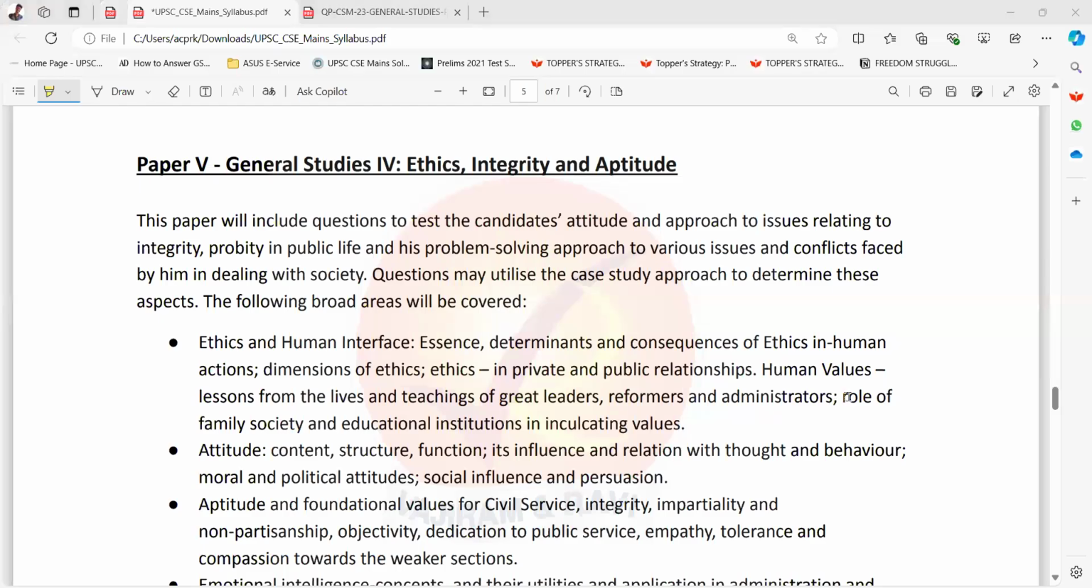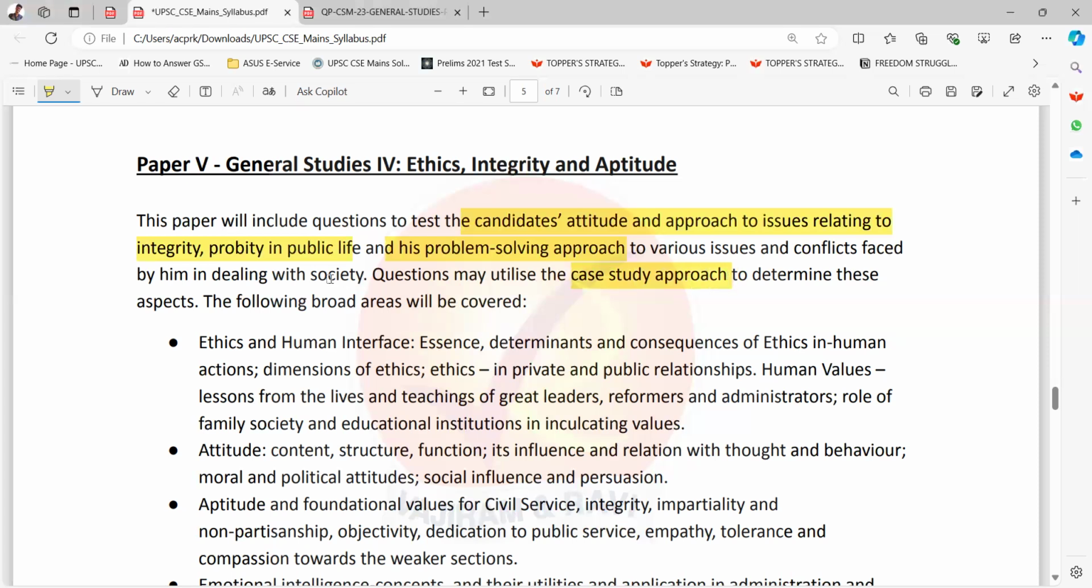Hello everyone. Today we will discuss the syllabus of Paper 5, General Studies Paper 4, Ethics, Integrity and Aptitude. This paper will include questions to test the candidate's aptitude and approach to issues relating to integrity, probity in public life, and his problem-solving approach to various issues and conflicts faced by him in dealing with society. Questions may utilize the case study approach.